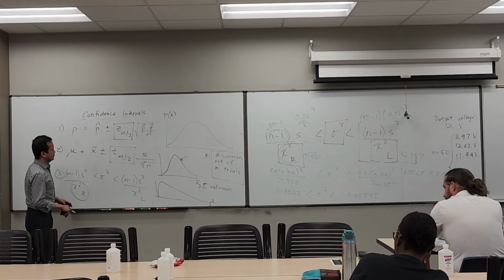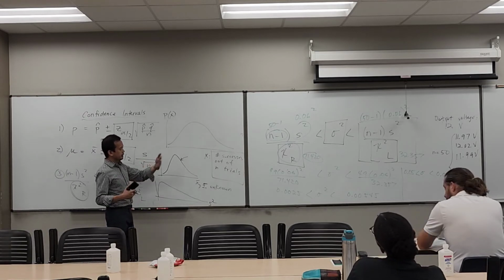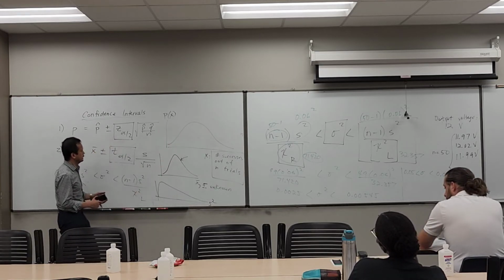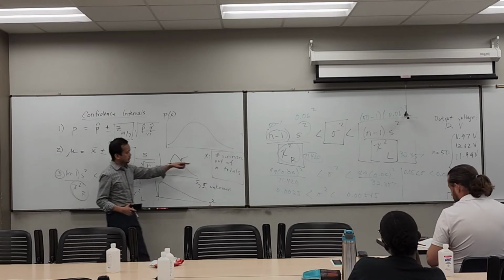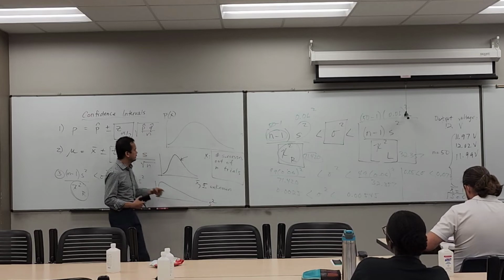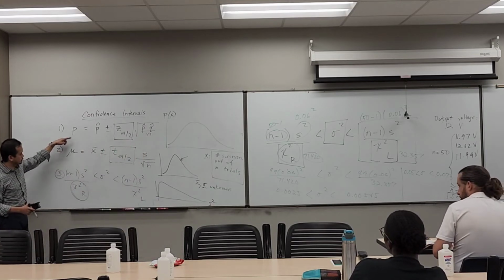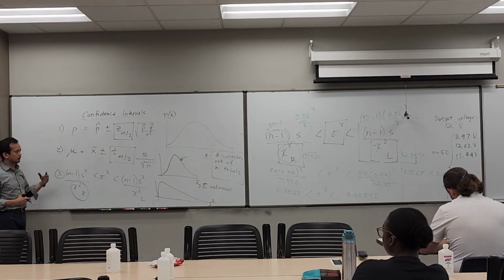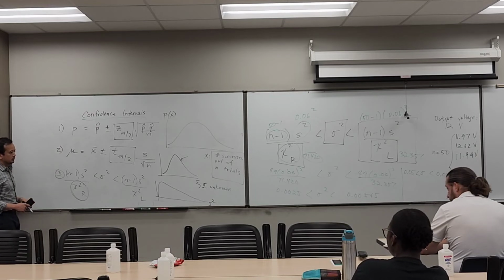Alright, so the table or the distribution you use depends on the variable involved in the distribution, and the variable involved in the distribution depends on whatever it is that you're actually trying to estimate for the population. Okay, any questions?